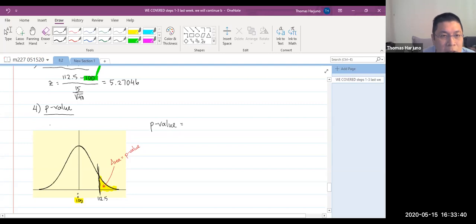And notice that this is the z-score. That's the standard normal distribution, so the area there will be the normal CDF. Actually, no, I'm sorry, not 100. We already have the z-score, the test statistic. So I get 5.27046 E-9901.